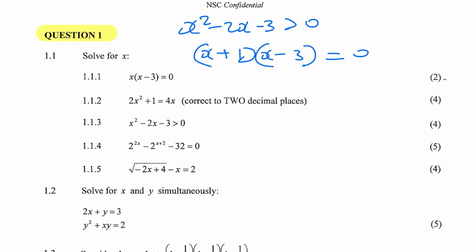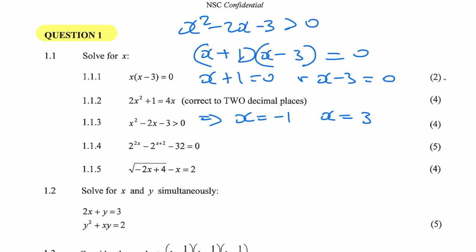So this can be positive 1 and minus 3. Why? Because the product of the two gives me negative 3, and the addition of the two gives me negative 2. Okay, and then your answer will be x plus 1 is equal to 0, or x minus 3 is equal to 0. Therefore, your x is equal to negative 1, or your x is equal to 3.